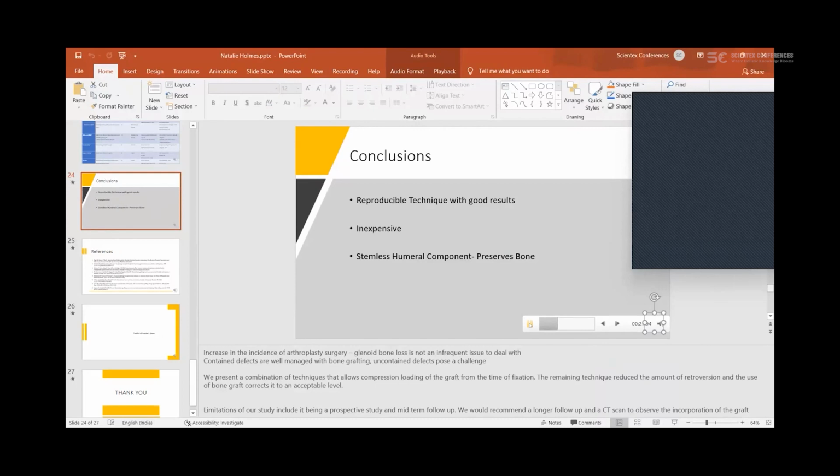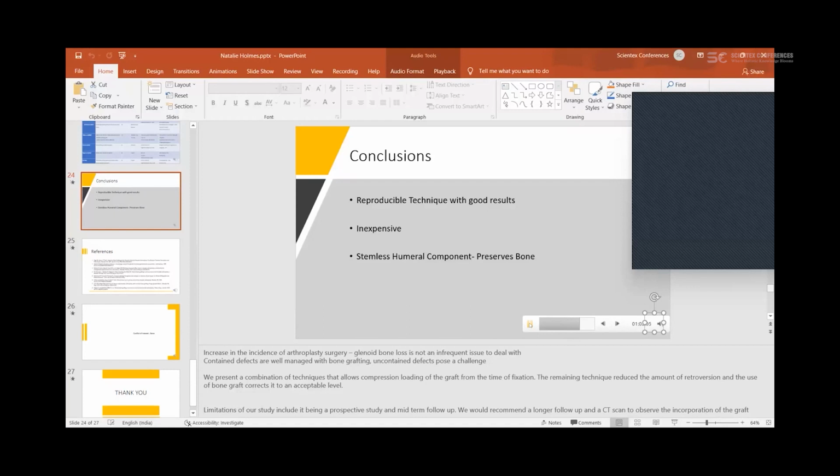We present a combination of techniques that allow compression loading of the graft from the time of fixation, with a technique to reduce the amount of retroversion and the use of bone grafting to correct it to an acceptable level. Overall, this is a reproducible technique with good results. It's not expensive, it doesn't require lots of specialist equipment. And the stemless prosthesis actually preserves patient bone.